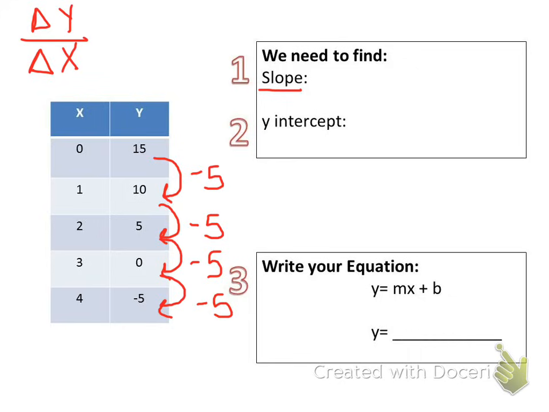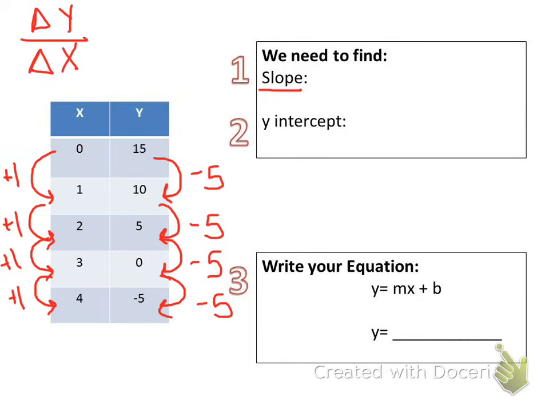Now I'm going to look to see if I have a constant rate of change for my x values. From 0 to 1, I've added 1. From 1 to 2, I've added 1 again. From 2 to 3, and from 3 to 4. Great, we found a constant rate of change.